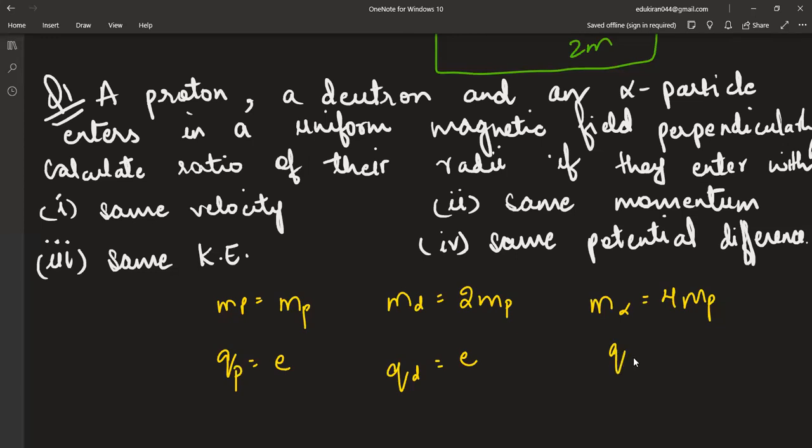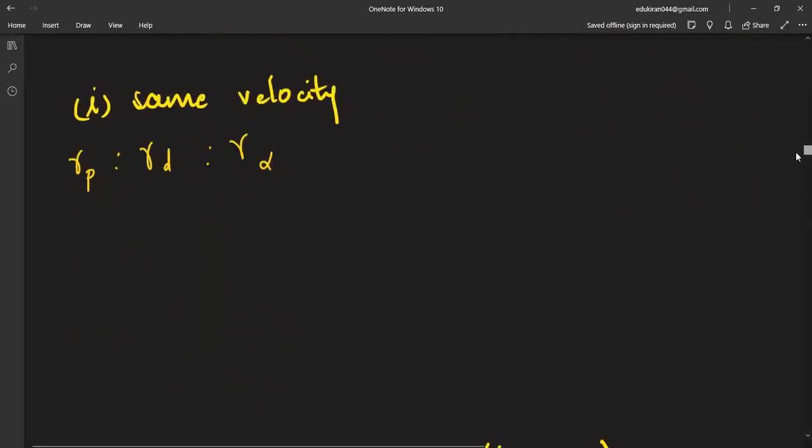These things you will become familiar with only by solving questions, because there is no table or chart which I can share. We can just solve it with the help of questions. Usually proton, deuteron and alpha particle come. Most important is the alpha particle and its relation with the proton. Now you have this. So the first part says same velocity.